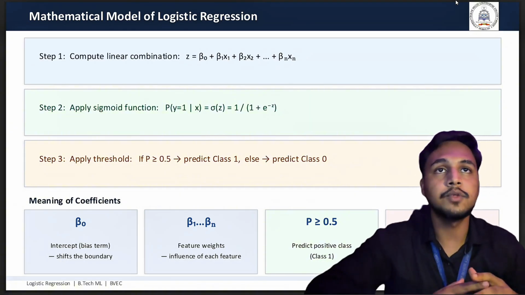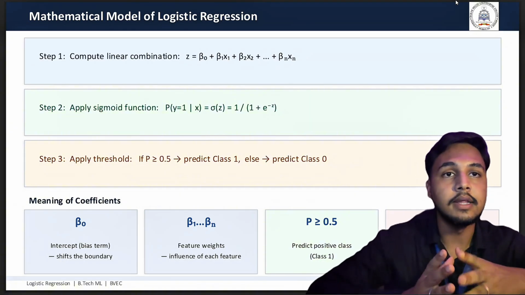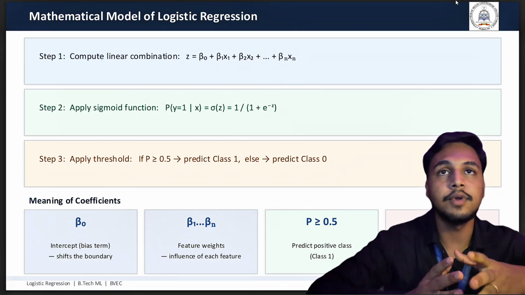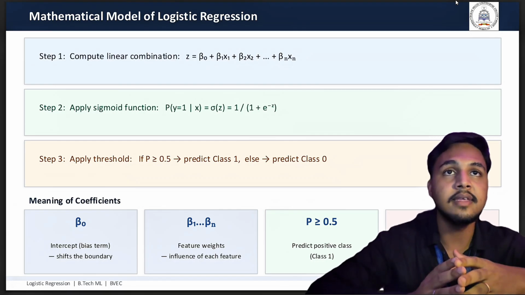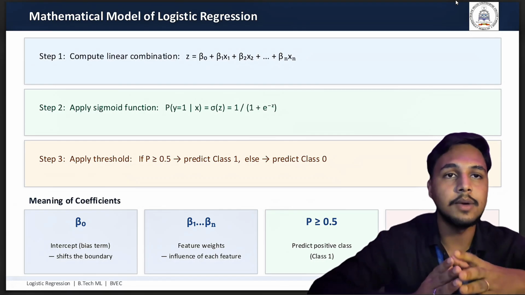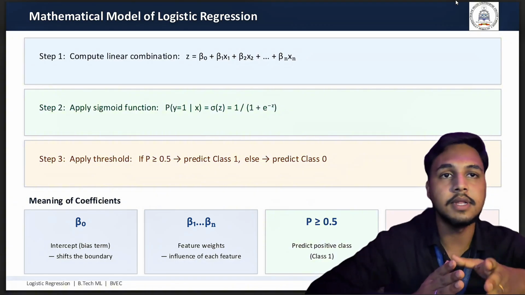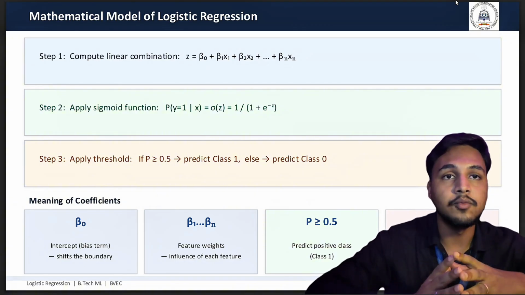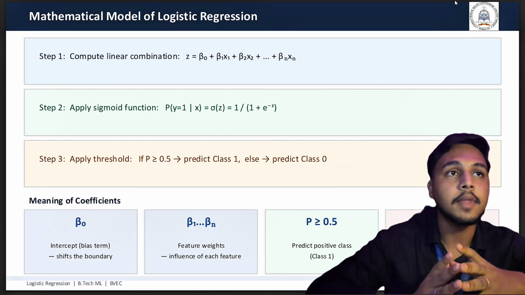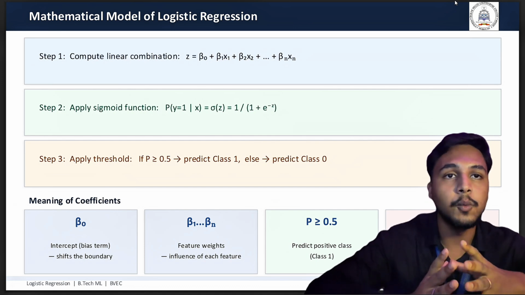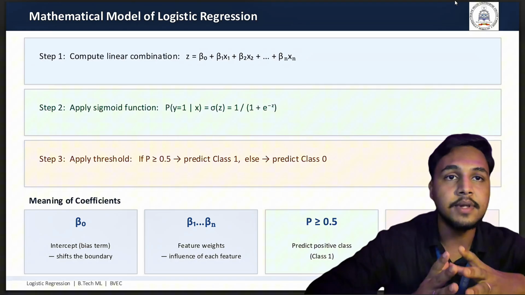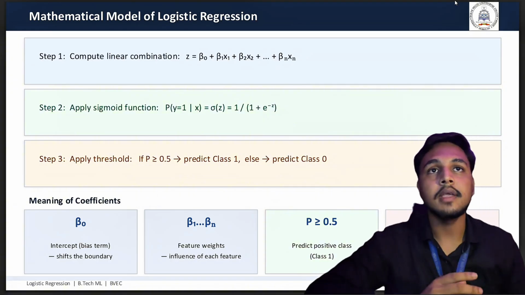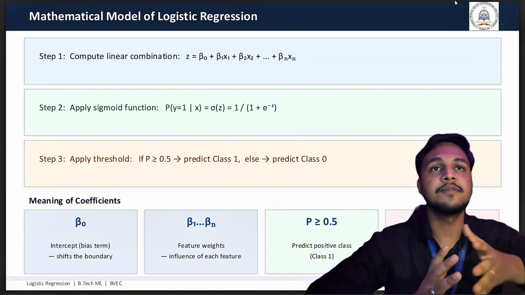In step 1, what we do is we calculate a linear combination of the input features. For example, in the presentation we can see z equals beta naught plus beta 1 x1 plus beta 2 x2 dot dot dot beta n xn. Here beta naught is the bias term, while beta 1 to beta n represent the weights associated with the different input features. This equation is known as the best fit line.